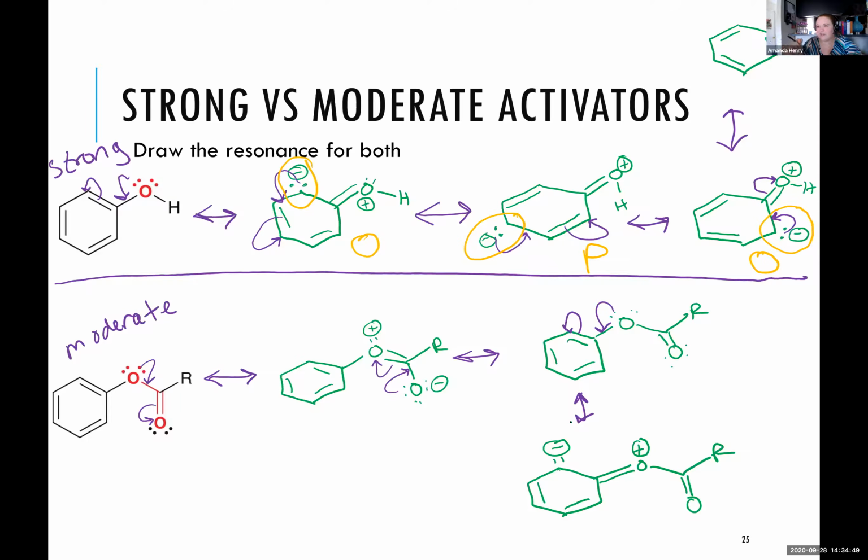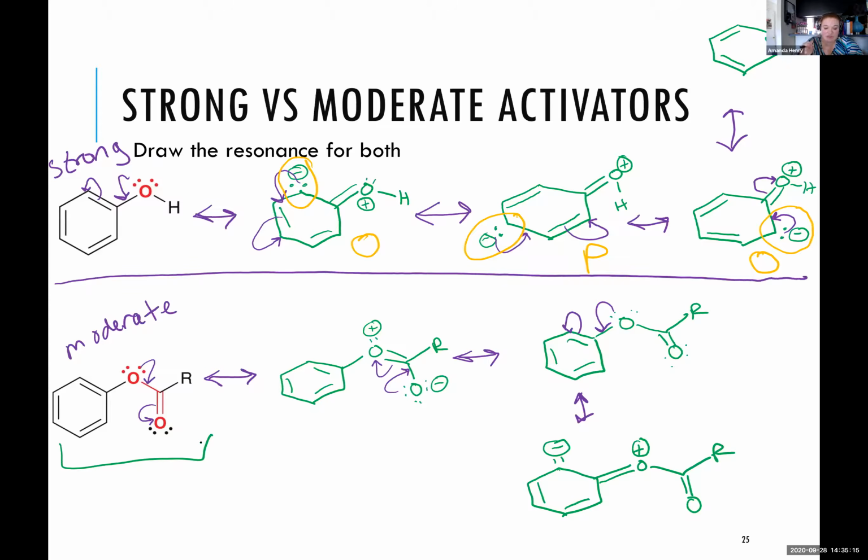Another thing to check yourself as you're drawing resonance is your overall charge should stay the same. So with our starting structure, it is neutral. So all of our other structures need to be neutral overall. That means if you have one positive charge, you should also have one negative charge. Just something to keep in mind as you are drawing your resonance contributors.